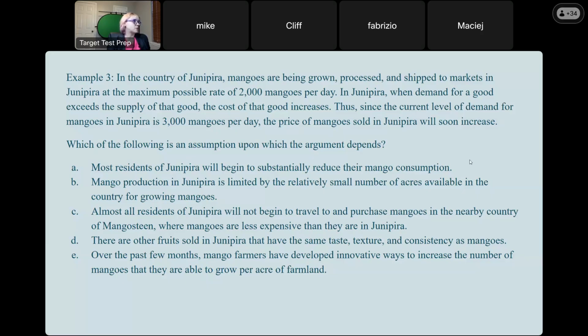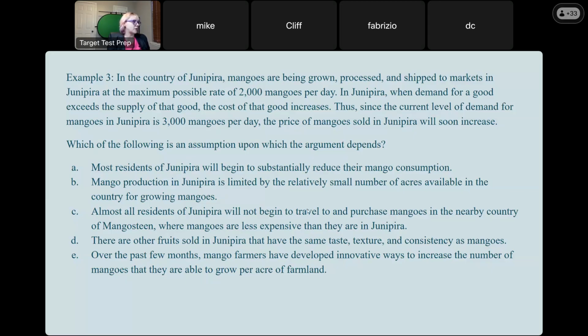Most residents of Junipero will begin to substantially reduce their mango consumption. Again, this is trying to argue with a premise. We were looking at the current numbers, and so it doesn't matter if they do that or not. Right now, the demand is 3,000 and the supply is 2,000. The mango production in Junipero is limited by the relatively small number of acres available in the country for growing mangoes. This is trying to explain this maximum possible rate, but again, if it's in the passage, it is taken as factual, so we do not need to explain it.